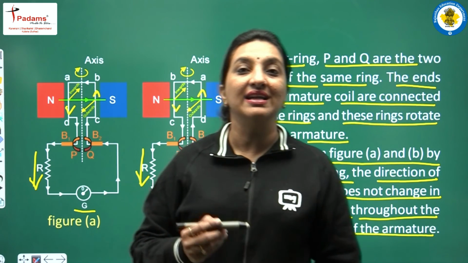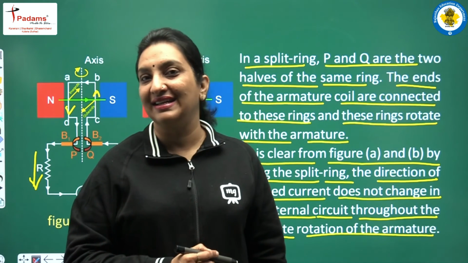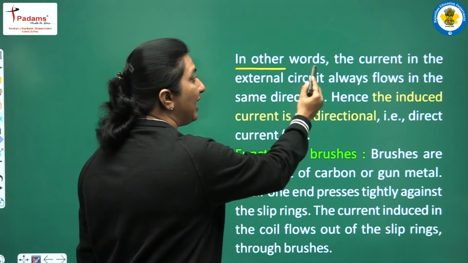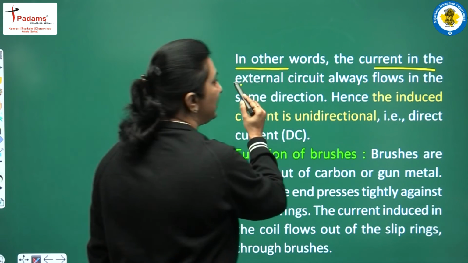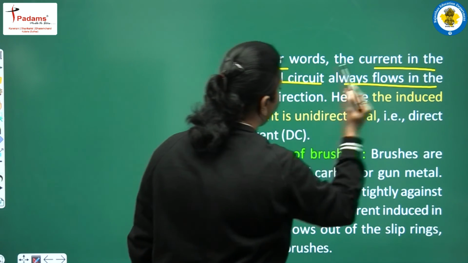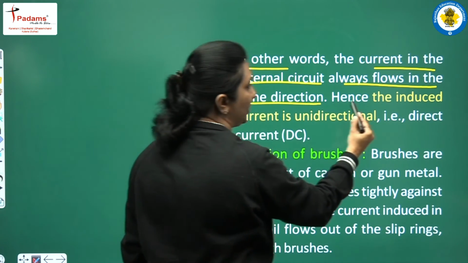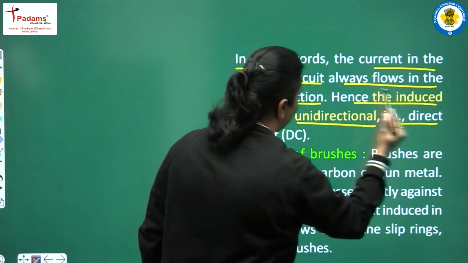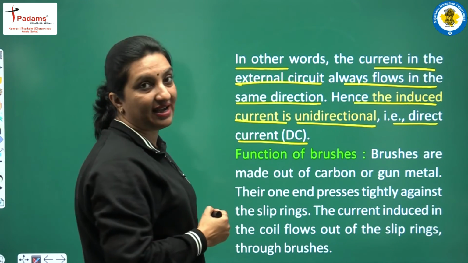Now students, in other words, the current in the external circuit always flows in the same direction. Hence, the induced current is unidirectional, that is direct current.